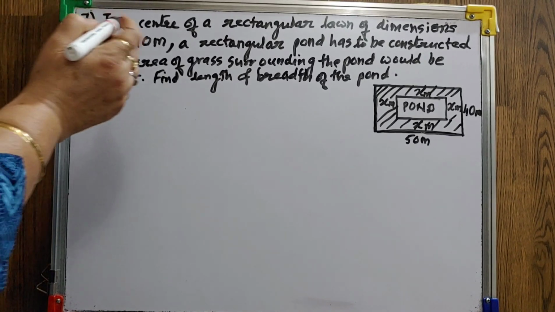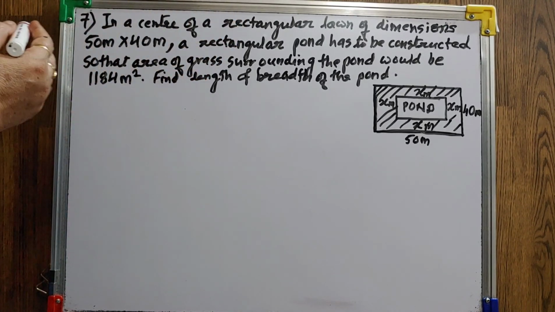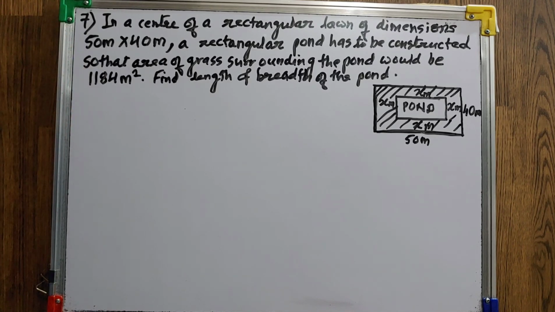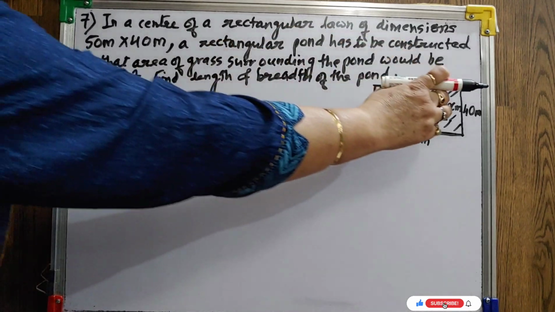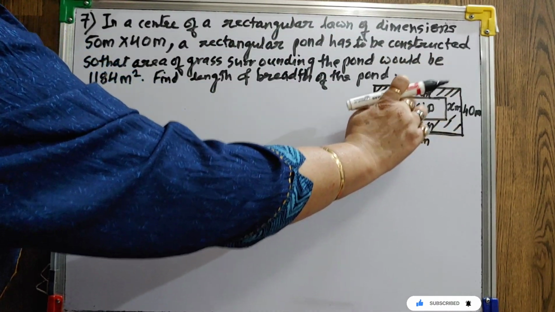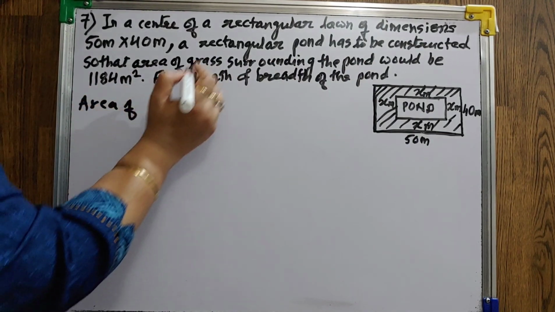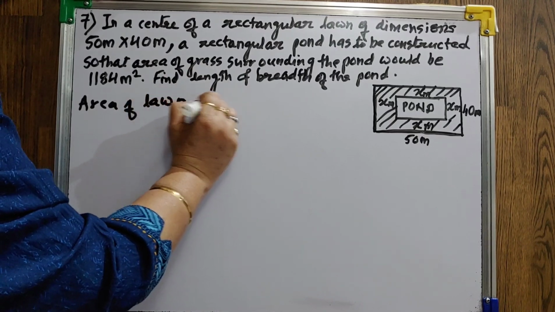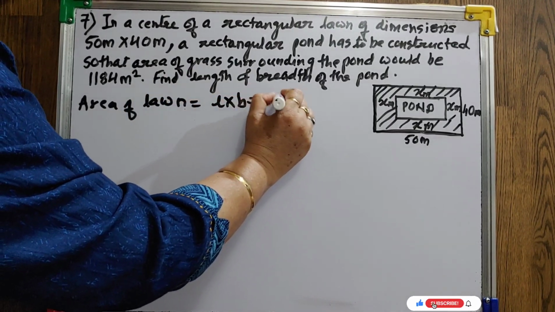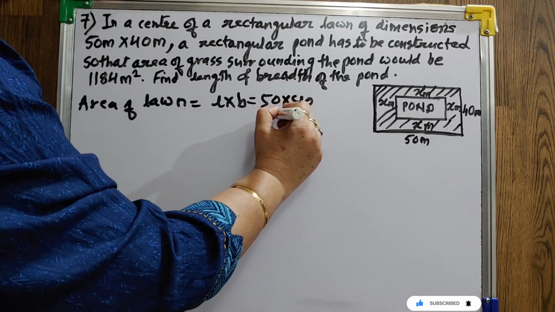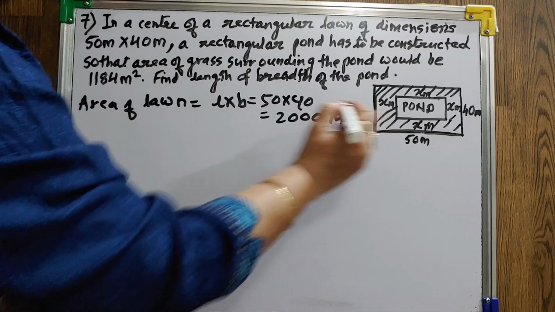Now students, in a center of a rectangular lawn of the dimension 50 meter by 40 meter, a rectangular pond has to be constructed so that area of the grass surrounding the pond would be 1184 meter square. Find length and breadth of the pond. Now pond is inside everywhere. I have considered the thickness as x. First, area of lawn. That will be length into breadth. So 50 into 40. That will be 2000 square meter.